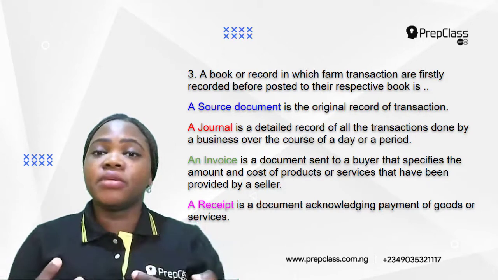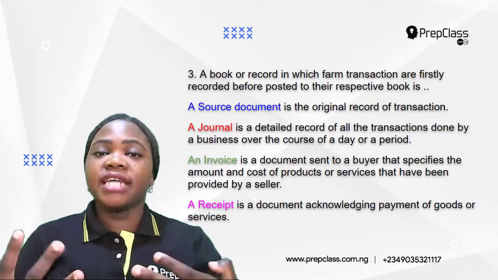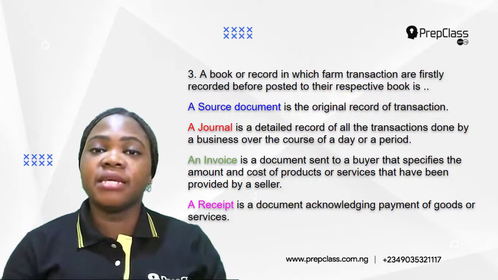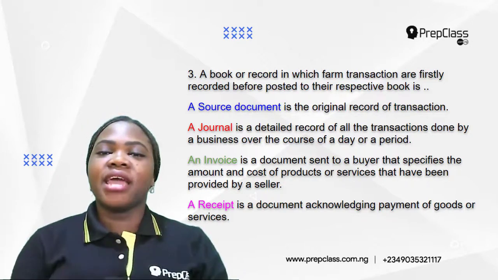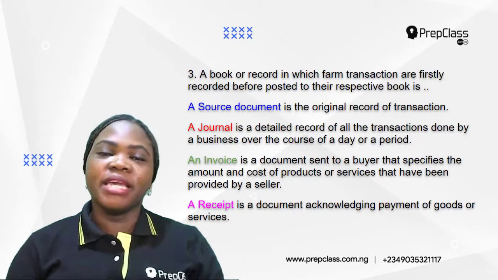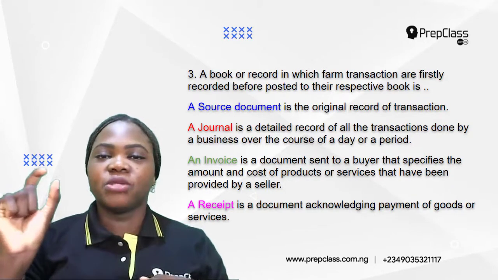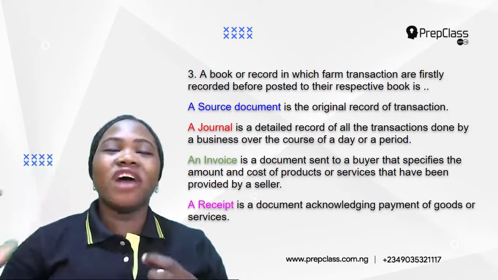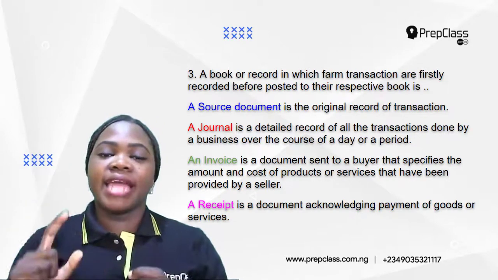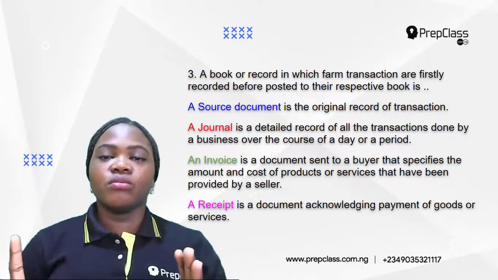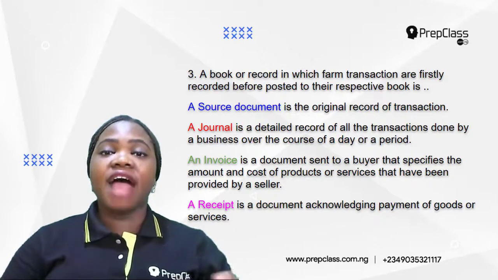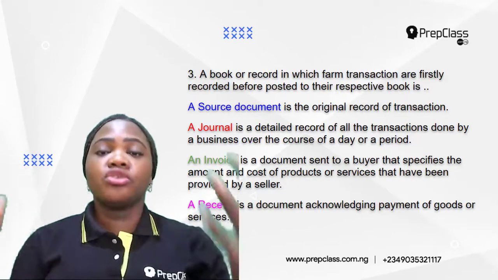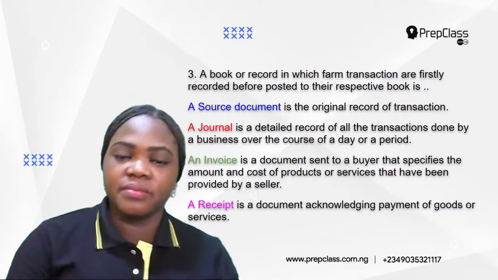So when I sell something to you, as evidence of payment, I give you a receipt. So I wouldn't come tomorrow and say, you haven't paid me. No, because you have your receipt with you to show me that you have paid and you are not owing anything. So a receipt is a document that you receive after you have paid for goods or services.